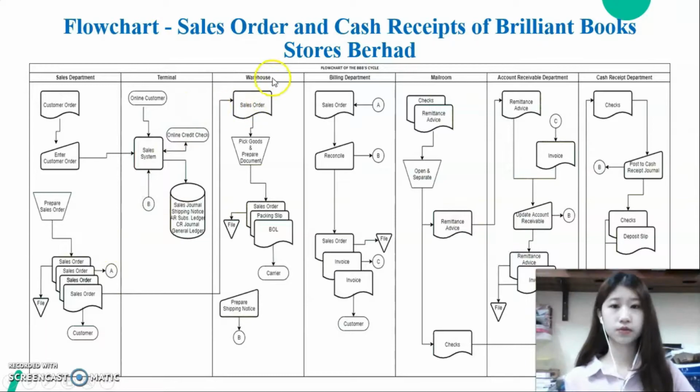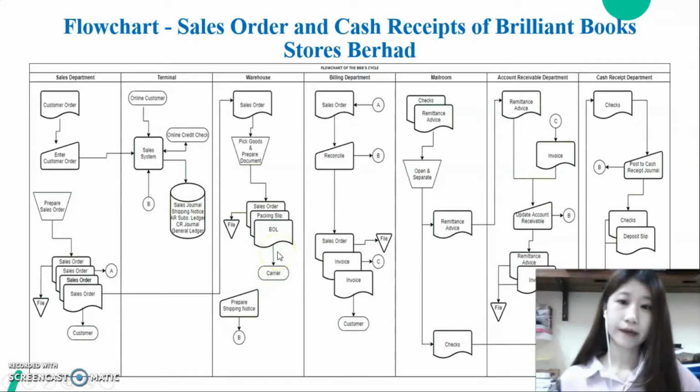Now let's look at the warehouse. Once the sales order comes to the warehouse, the warehouse clerk will use it to pick goods and prepare the documents, which are the packing slip and the bill of lading. After that, the sales order will be filed in the department, and then the packing slip and the bill of lading will be sent to the carrier with the goods. After that, the clerk will prepare the shipping notice manually.